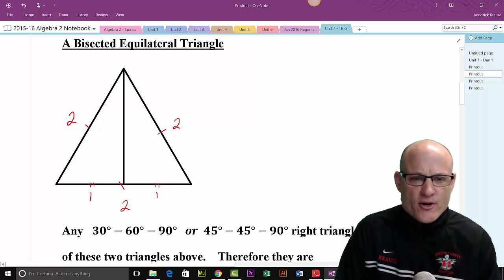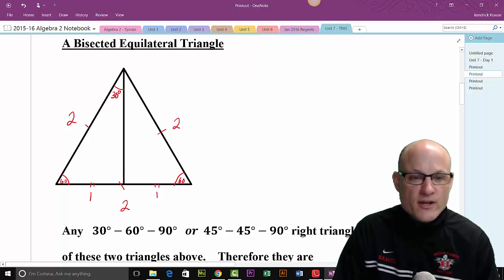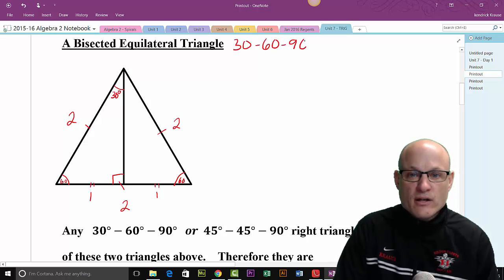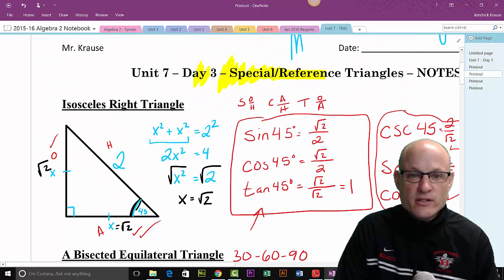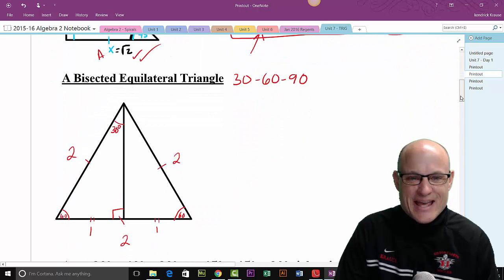And then the other thing I know in an equilateral triangle is that these angles are all 60 degrees. Well, if they're all 60 degrees, then that makes this angle 30 degrees. And there is your famous 30, 60, 90 right triangle. Up here I should have written that this was the 45, 45, 90 right triangle. Those are the 3 special triangles that we're going to deal with today.